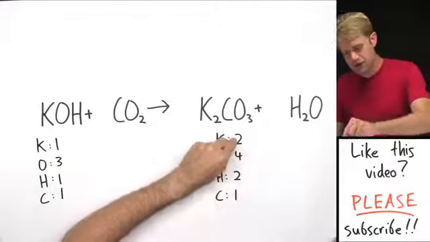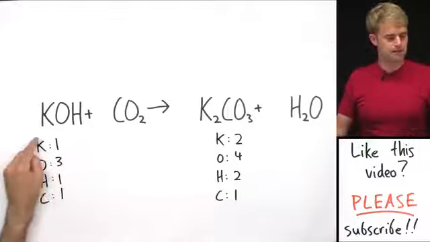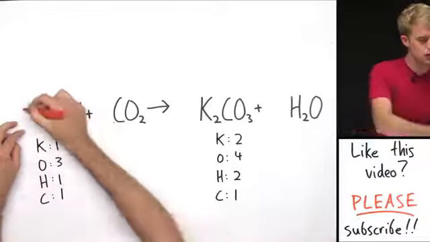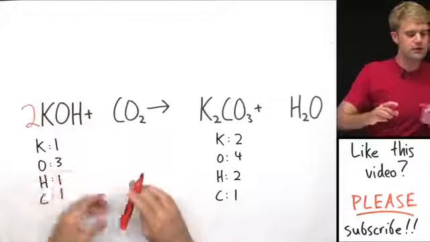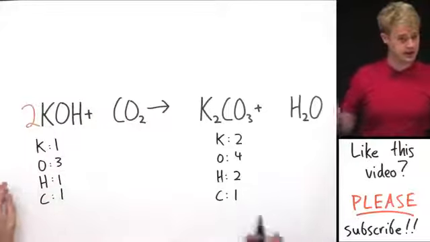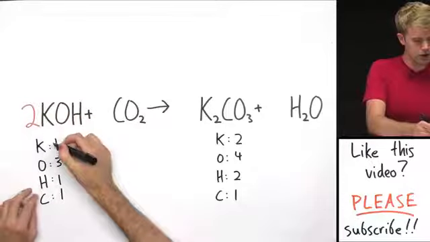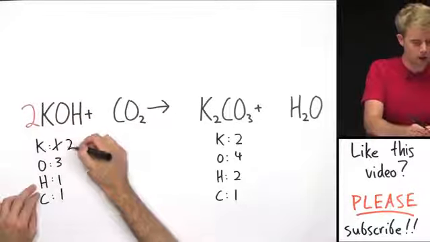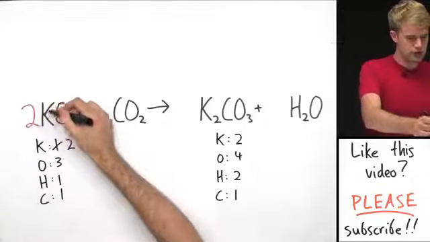I have 2 potassiums here, but I've only got 1 here. So the first thing I'm going to do is put a 2 in front of this KOH, and let's see what that does. Okay, the first thing that's going to do is give me 2 instead of 1 potassiums, because I have the 2 times K.